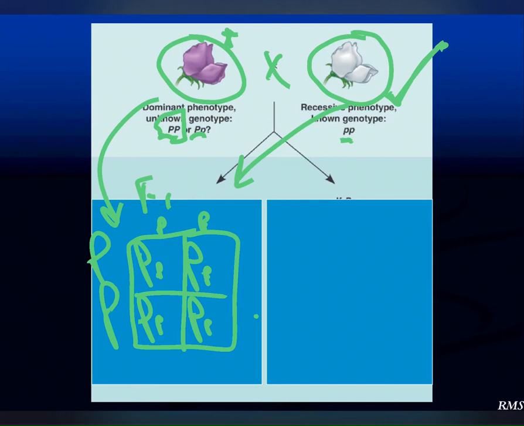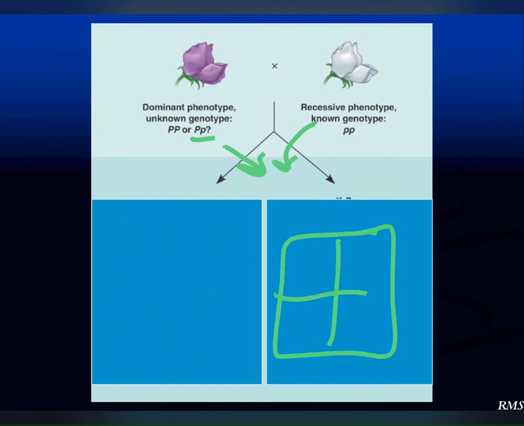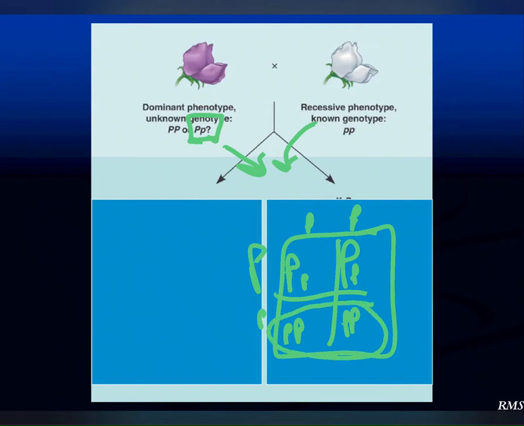But what happens if the original parent that's unknown was heterozygous? So let's look at that as an option crossed with the homozygous recessive. So here's our Punnett square. We have our little p, little p crossed with a big P, little p. So we get big P, little p, big P, little p, little p, little p, little p, little p. So if your original parent was heterozygous, that means in your test cross, half of the offspring would have the recessive trait and the other half would have the dominant trait.